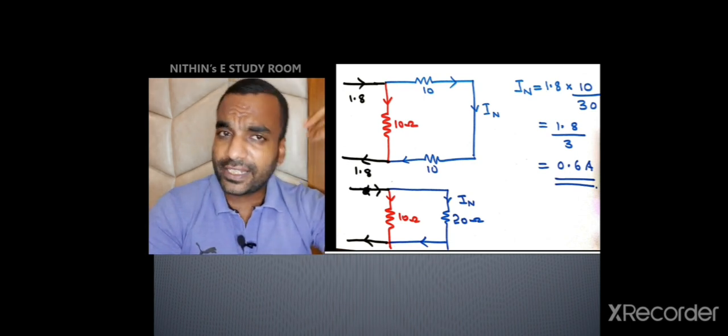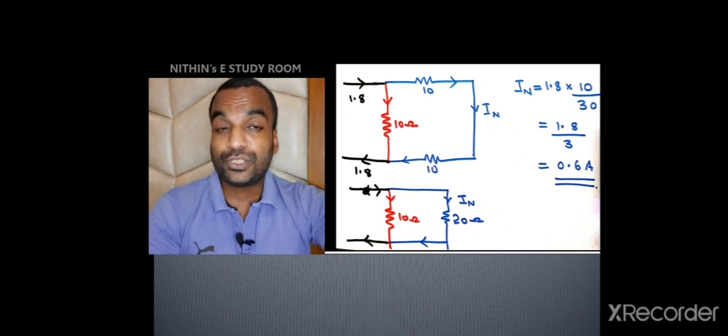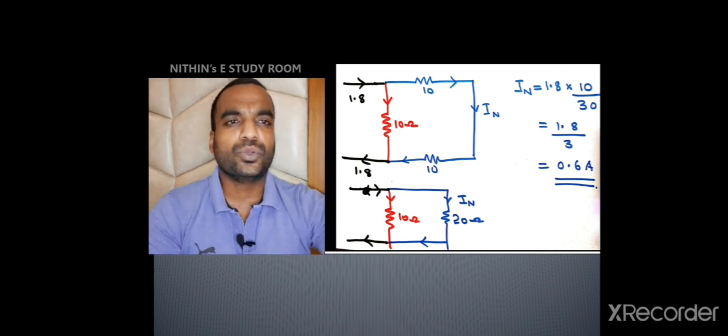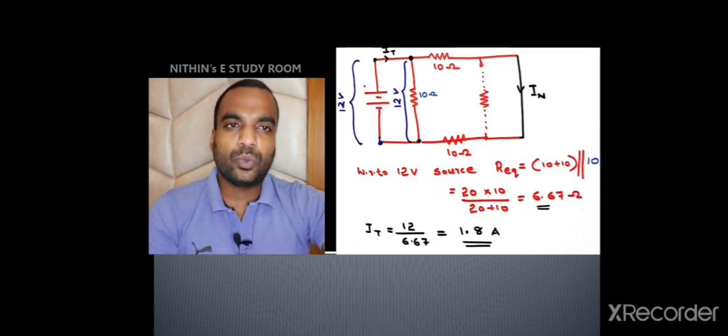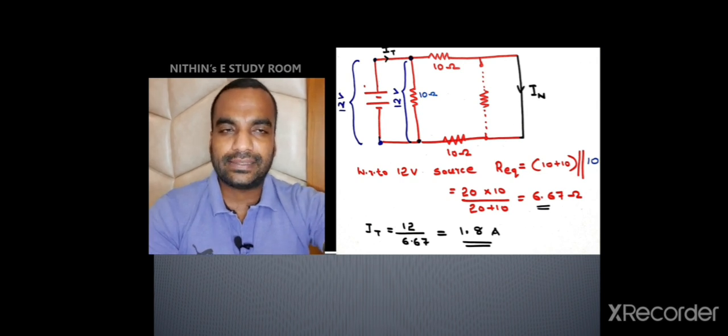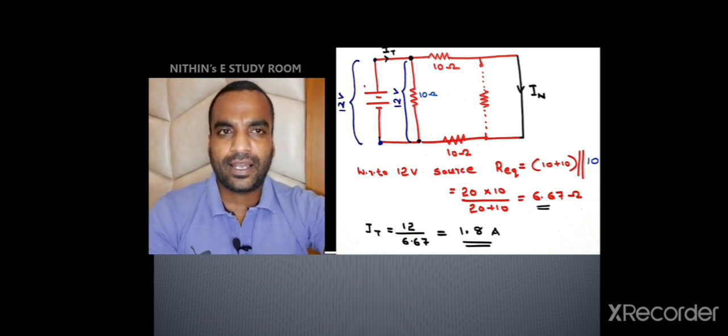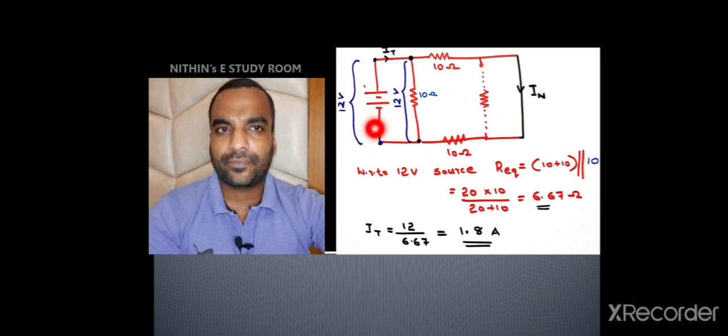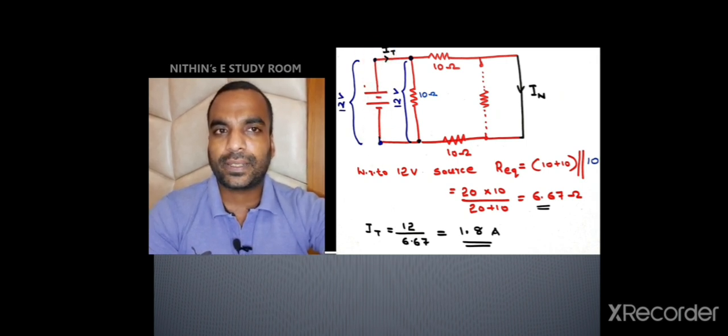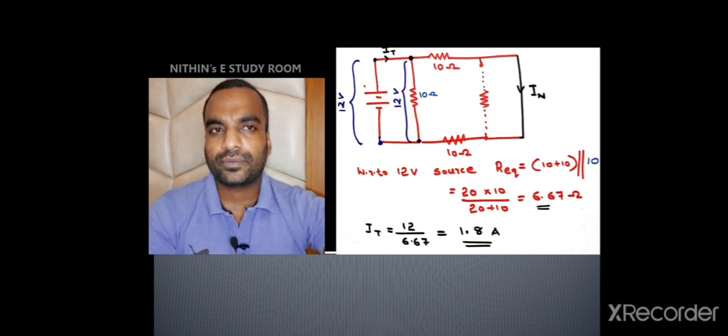So for getting any simple methods, you should be strong with basics. Otherwise, you have to do all these steps. Now, if you are strong with your basics of parallel circuit, I will say this is the 12 volts voltage supply. And this voltage supply is exactly in parallel with this 10 ohm branch. Okay. So voltage across this 10 ohm branch is also 12 volt.